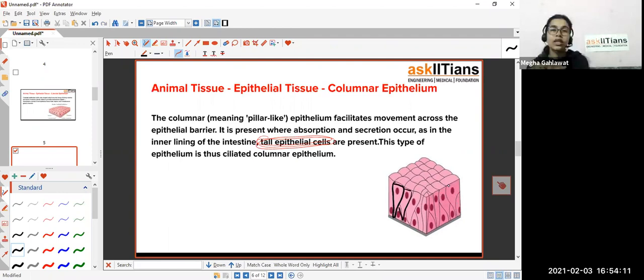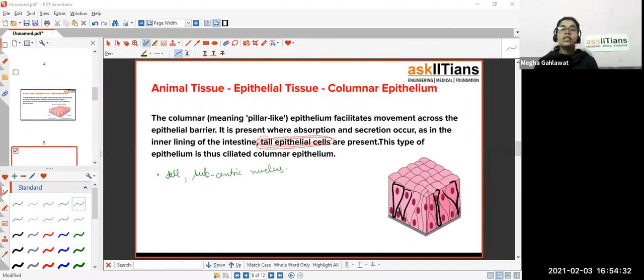What is a subcentric nucleus? It is a nucleus which is situated a little farther away from the center, right? So that is one thing, and these are arranged like tall cells with a subcentric nucleus, okay? Now, these columnar epithelium basically have the functions of absorption, storage, and secretion.